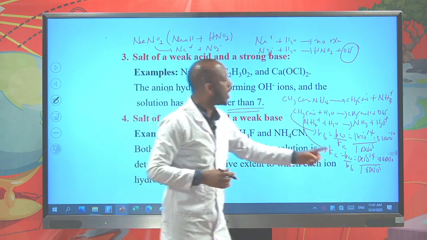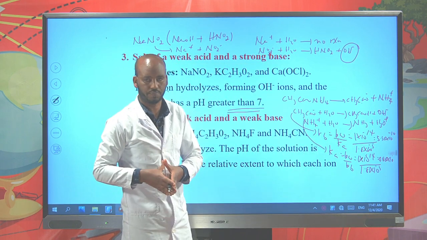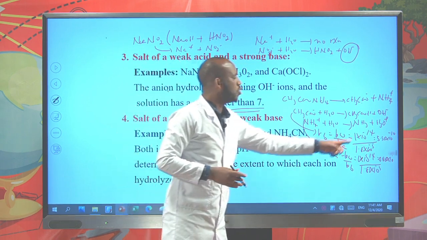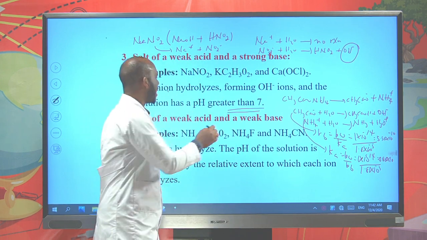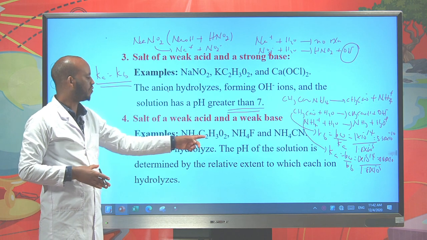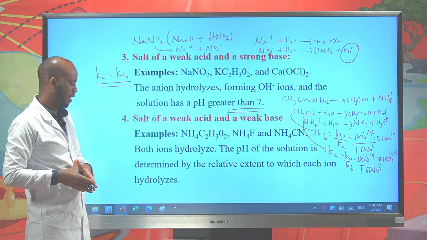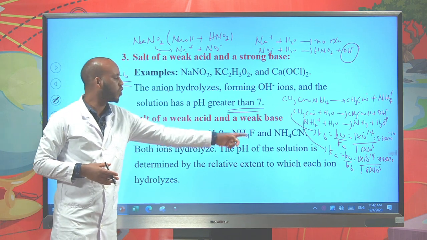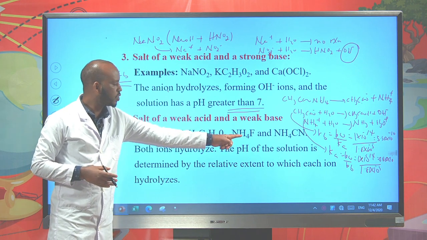This implies that equal amounts of OH minus and hydronium ion are produced. Now, this is a neutral solution. Therefore, if Ka equals Kb, then the solution is neutral. The solution of ammonium acetate is neutral. Its pH is 7.